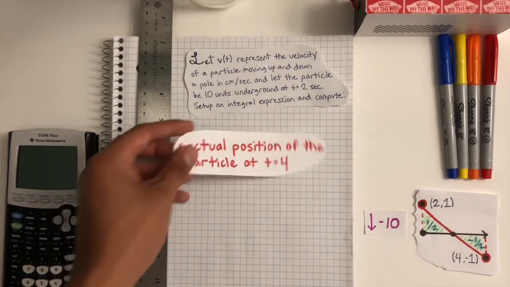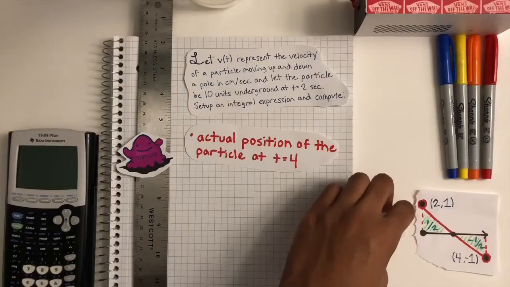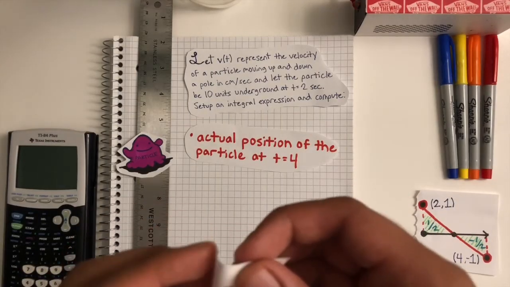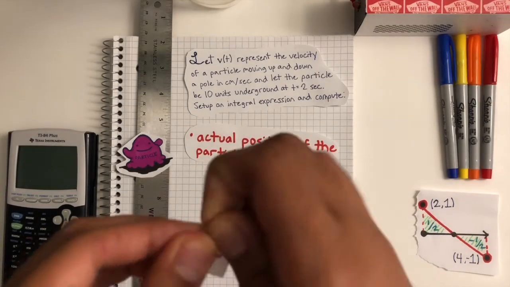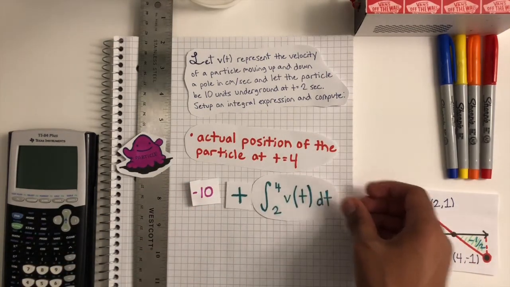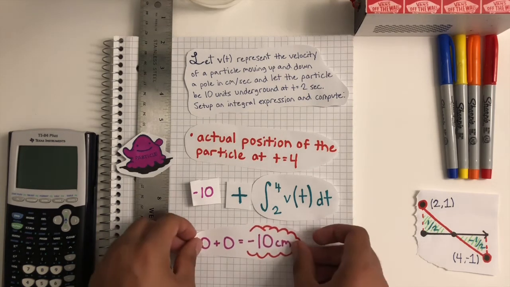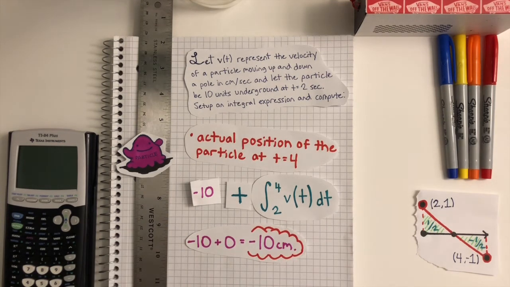Finally, we are asked to find the actual position of the particle at t equals 4. Remember, in the problem it's a given that the particle is 10 units underground, so start by adding -10 to the displacement, not total distance from earlier. Remember that if a particle goes up or down, add or subtract respectively. If it goes left or right, don't do anything, as it doesn't affect the actual position. Calculate for the position, and you'll have the particle's position at -10 centimeters.